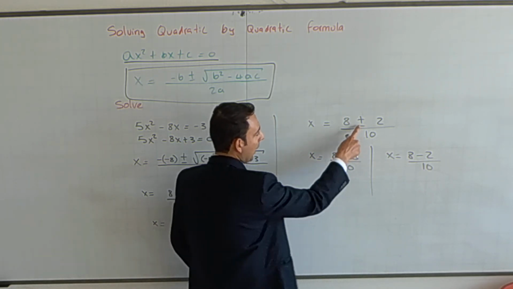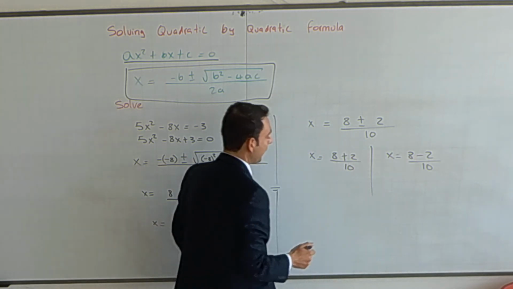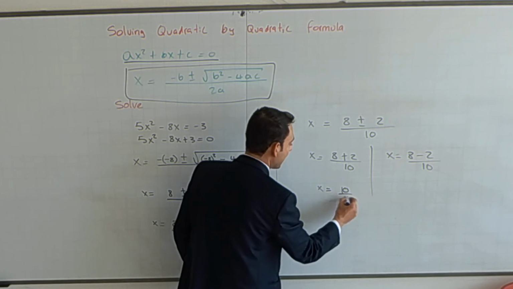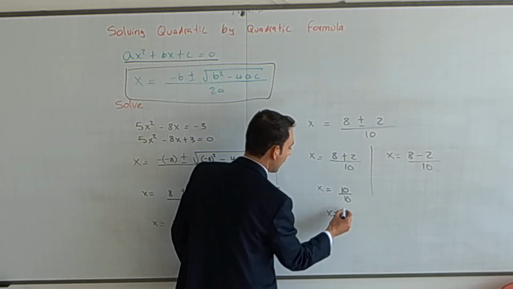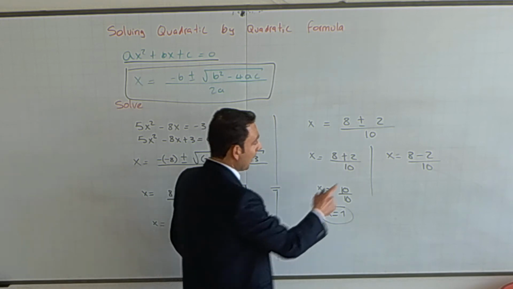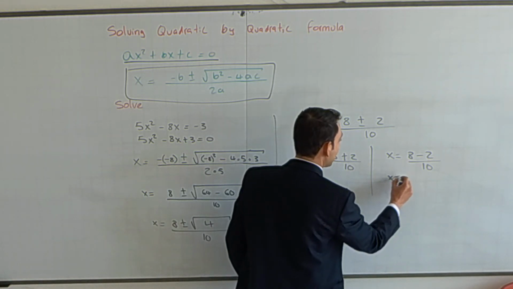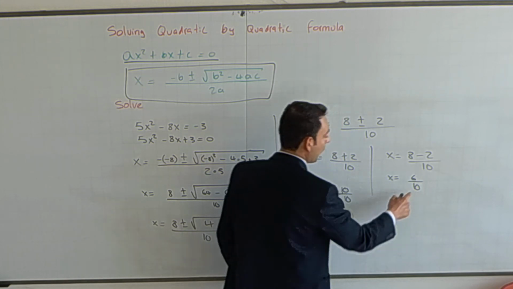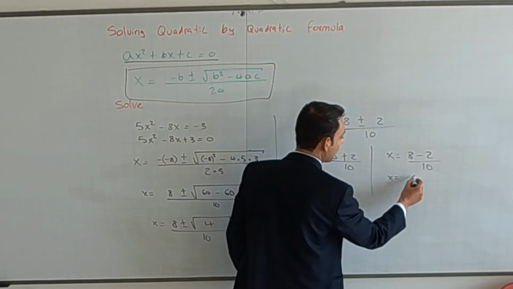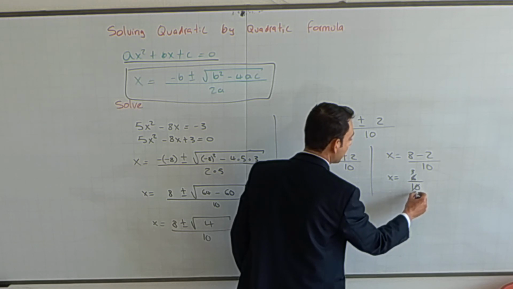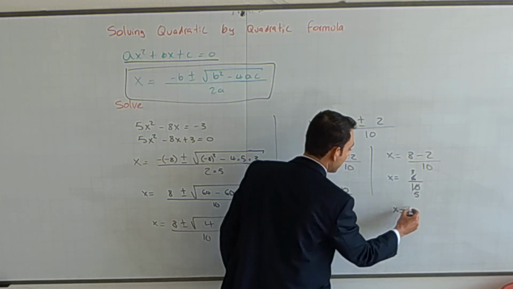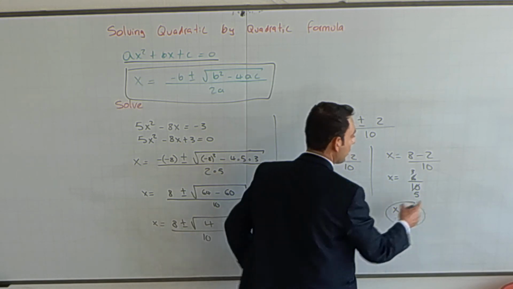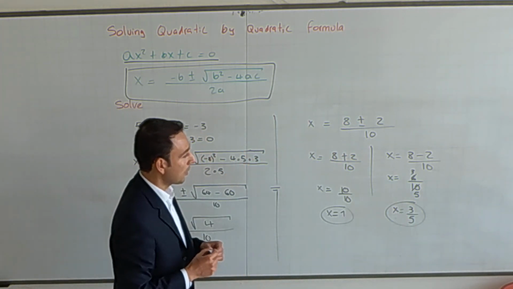When it's positive here, and when it's negative, when it's subtraction here. Okay, then x is equal to 10 divided by 10. In other words, x is equal to 1. That's the first answer. The second answer is x equal to 8 minus 2, which is 6 over 10. If we simplify this fraction, half of 6 is 3, half of 10 is 5, then the answer is x equal to 3 over 5. It's not possible to continue simplification, so that's the answer.